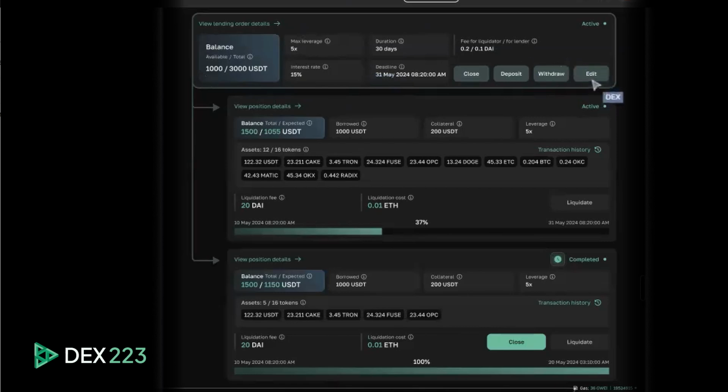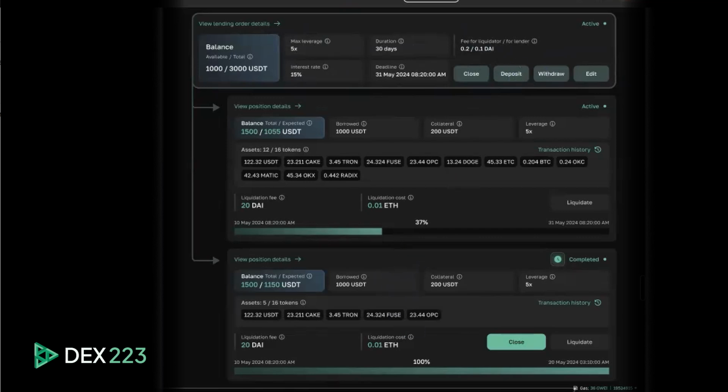And the lender can edit the order. It will not affect any positions, but if someone borrows the funds afterwards, they will have different rules. Actually, the lender can modify the rules of fees, the deadlines, the interest rate, and all these values. It will allow him to be more flexible with his orders, and instead of creating a new one, he can just recycle the old ones, because we are trying to save some gas on these operations. They are quite costly.